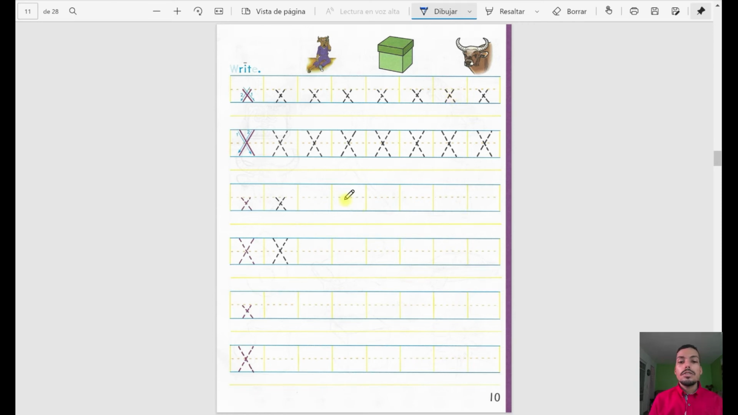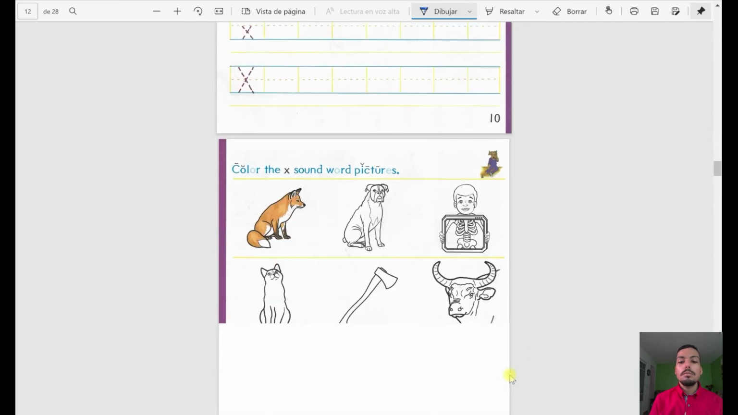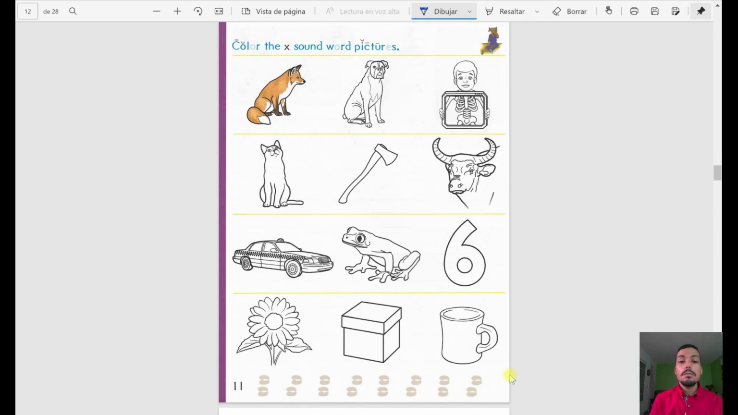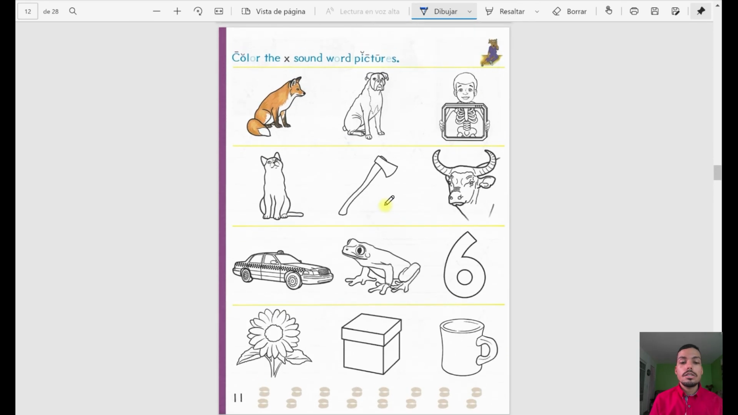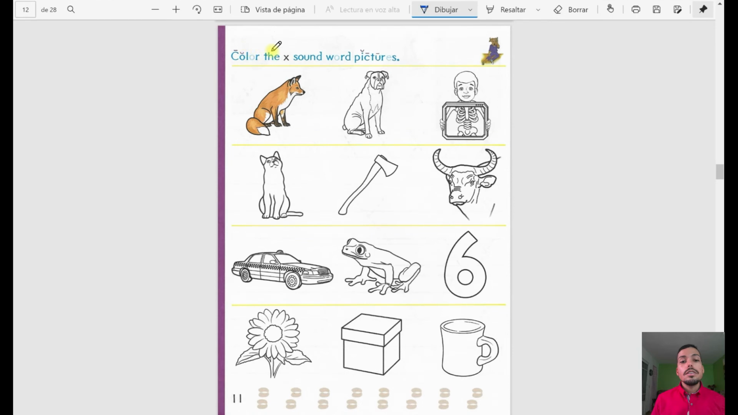And when you finish to trace and write the letter X in lowercase and uppercase, you finish with the page number 10, and we can go to the page number 11. And here at page number 11, we have the instructions that says, color the X sound word pictures. Color the X sound word pictures, right?